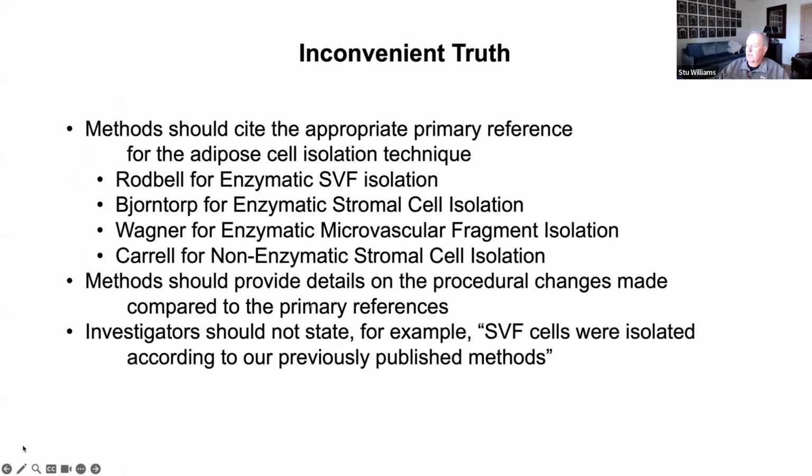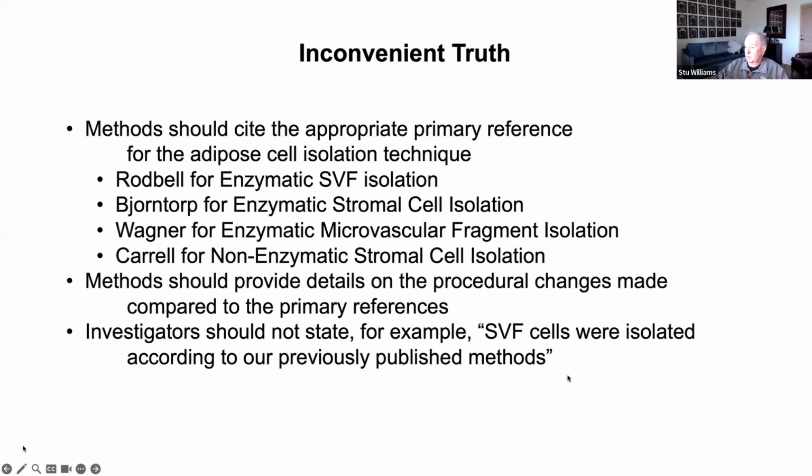So I'm restating this in written form. If you're using one of these 4 investigators' methods, Carell, Wagner, Bjorntorp, Rodbell, use that as the primary reference and then give your methodological changes and show all of your methodological changes. What are the procedures? What filters are you using? And if you send it off for FACS, find out whether people are putting a 20 micron filter in the system before they put it in the FACS instrument. The cells that are analyzed by FACS sometimes have nothing to do with what the primary isolate is.